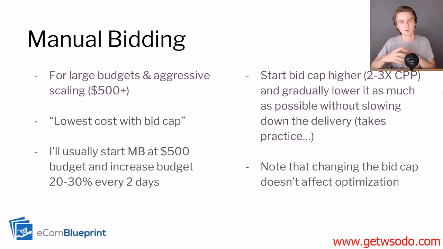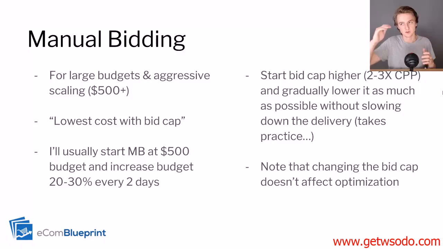So at the start, when you put it 2 to 3 times higher, Facebook should be able to spend your budget quite fast. It'll just be able to spend and bid quite high on your audiences. And so what you want to do is gradually lower the bid cap as much as possible without seeing a slowdown in the delivery.